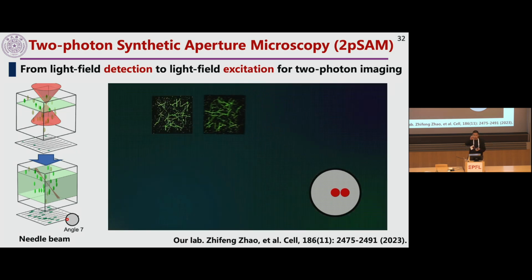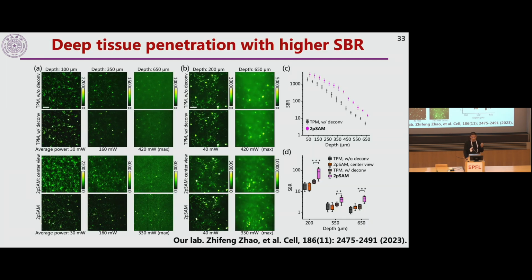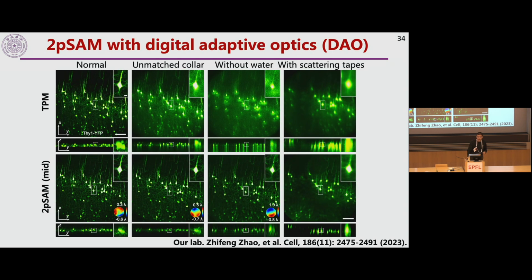And it also can do digital adaptive optics with this kind of scattering. So it has a similar penetration depth as the traditional two-photon microscopy, and it's very robust to optical aberrations. With a water immersion objective, even if we remove the water, we can still maintain high contrast and high resolution.